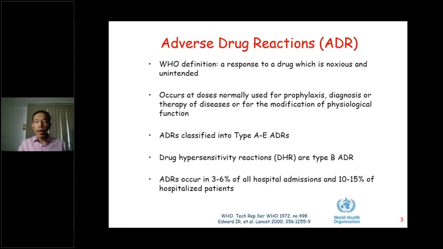So broadly, the ADRs are classified into type A to E ADRs, and in particular, the drug hypersensitivity reactions are defined as type B adverse drug reactions. And we do know that adverse drug reactions occur in 3 to 6% of all hospital admissions and up to about 15% of hospitalized patients.